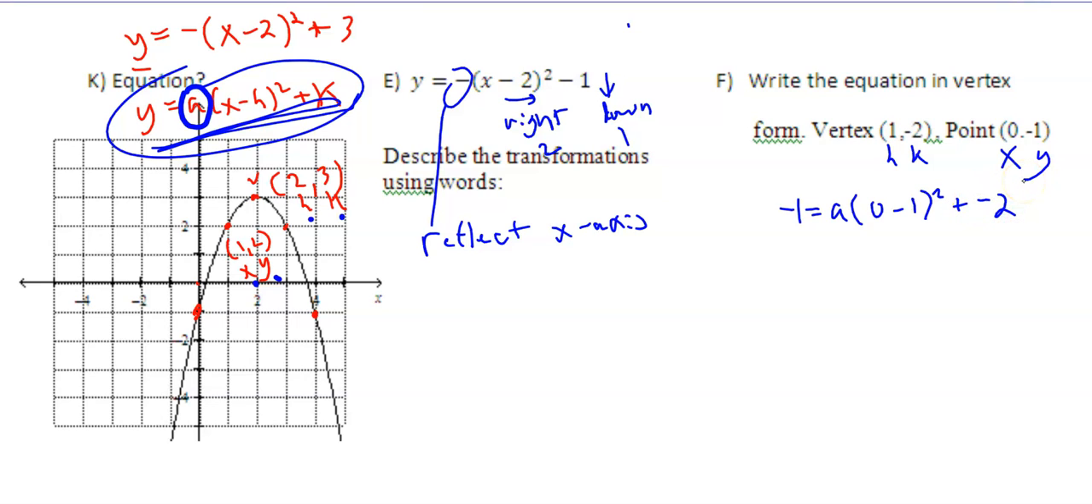So I'm just going to solve this equation here and see what happens. So negative 1 squared is actually 1. So I get negative 1 equals 1 times a, or a, minus 2. Add 2 to both sides, I get 1 equals a. So now I know the a value is 1.